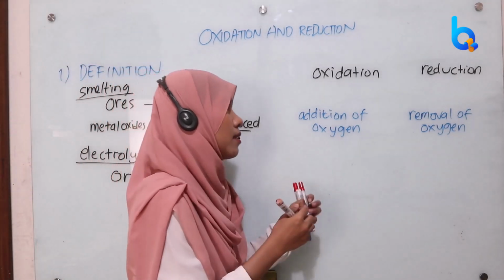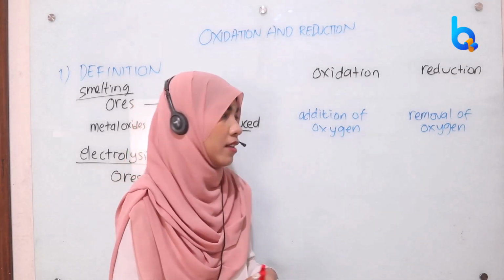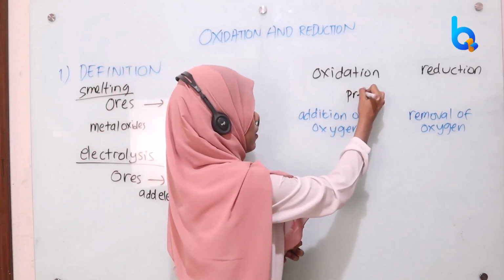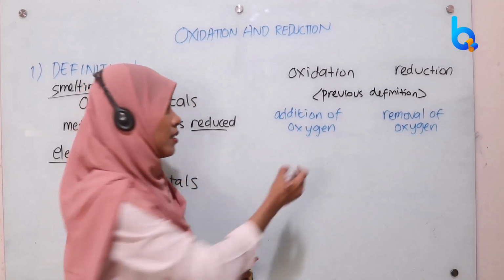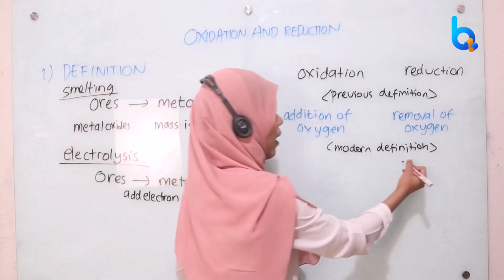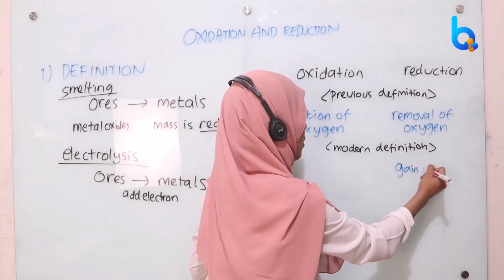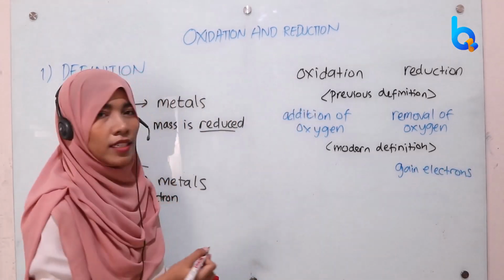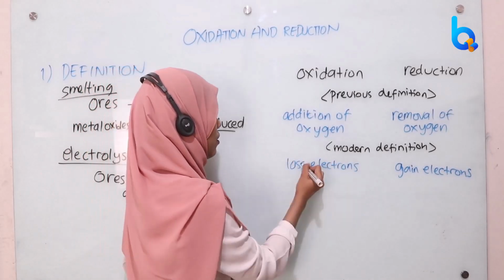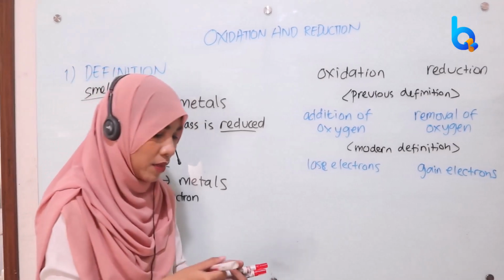So the definitions of oxidation and reduction have been developed and expanded. Before, it was only addition of oxygen and removal of oxygen. This is the previous definition. The modern definition now: reduction is a process related to the gain of electrons, and oxidation is associated with the process when we lose electrons.